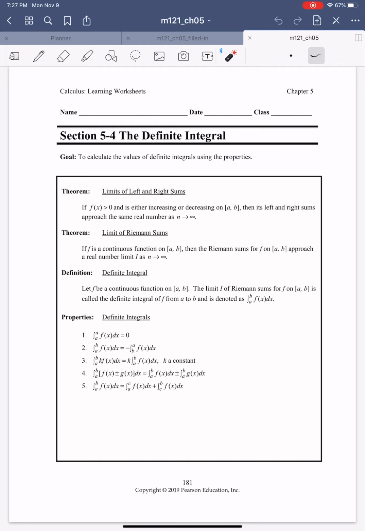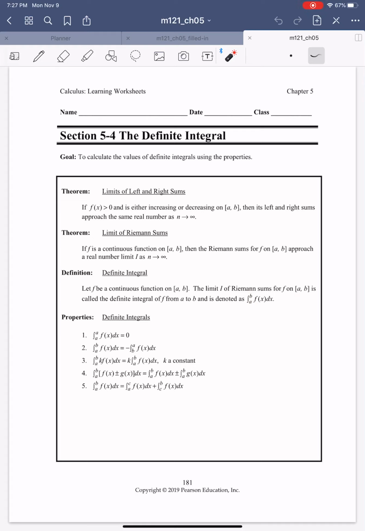Definition, definite integral. Let f be a continuous function on a to b. The limit of the Riemann sum is called the definite integral of f from a to b, denoted as the integral from a to b of f of x dx. So this a and b is those interval. From the PowerPoint, it will be 1 to 5.